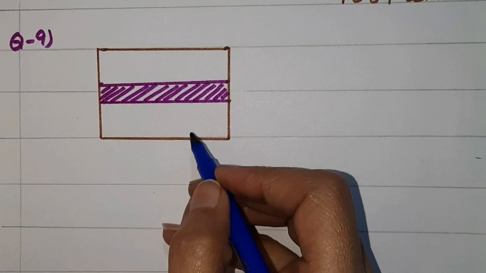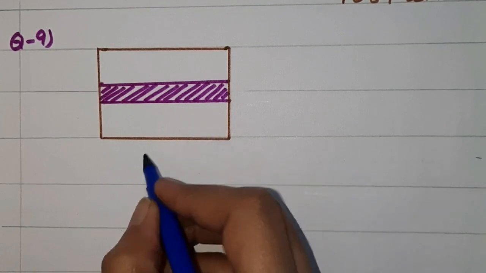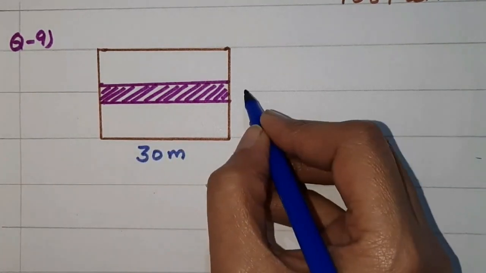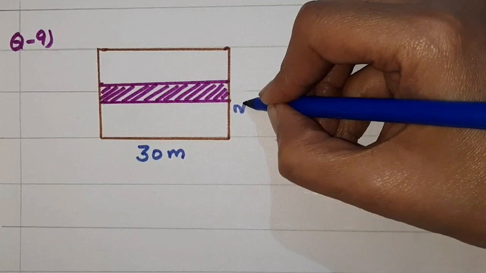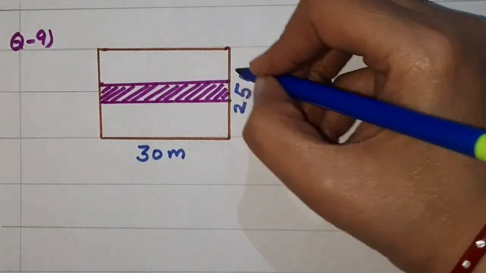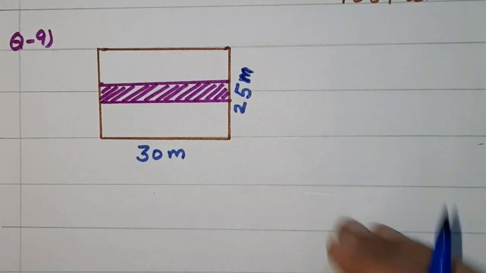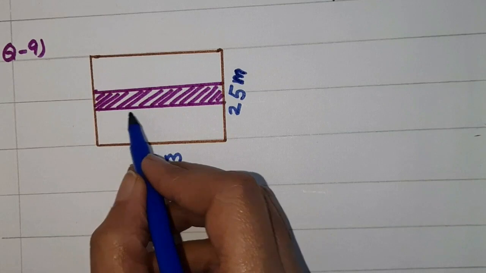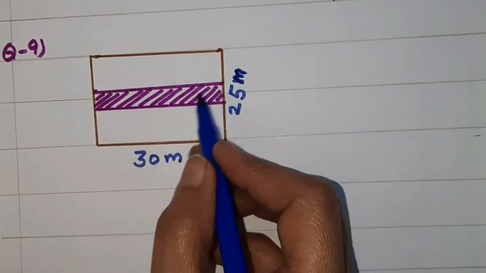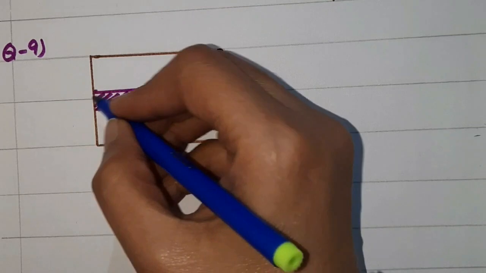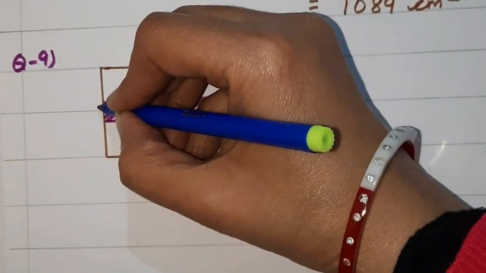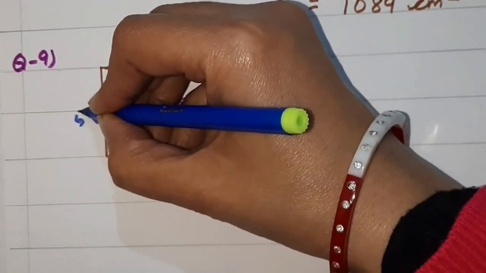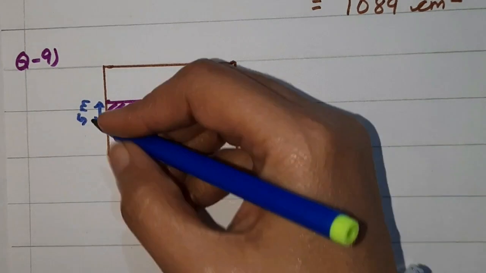Now let's see what will be the figure according to the question. A rectangular plot having length 30 meter and breadth 25 meter. Lengthwise, a path is made, 5 meter wide path. Understood?